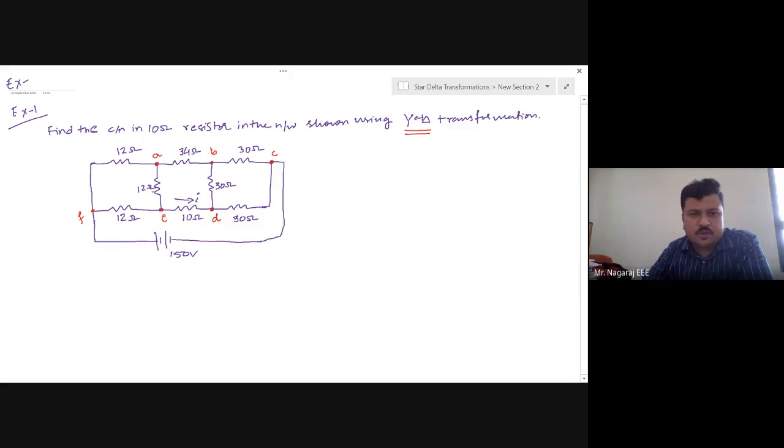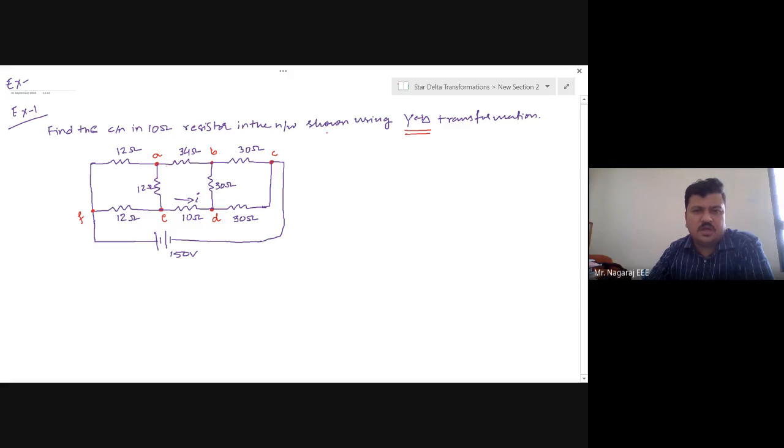So 12 ohm and 34 ohm are connected in star. 34, 30 and 30 are connected in star. 10, 30, 30 are connected in star. 12, 12, 10 are connected in star. But I need not consume this 10 ohm anywhere in between, so I need not consider the lower star connection. But I have the option of converting star to delta in the upper star: 12, 12, 34, 34, 30, 30.